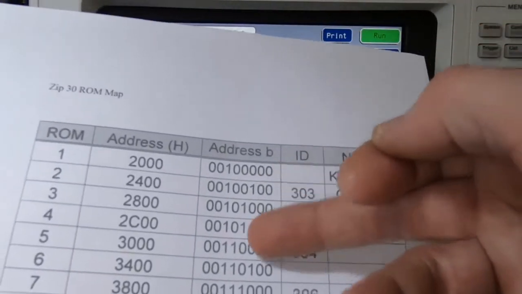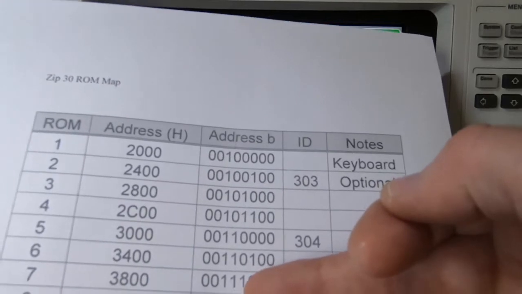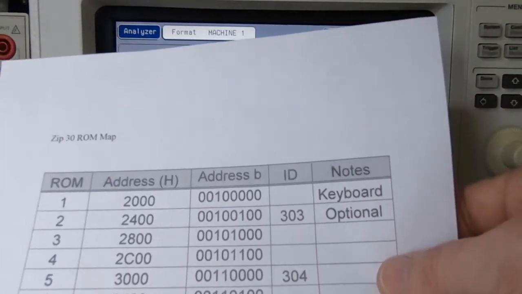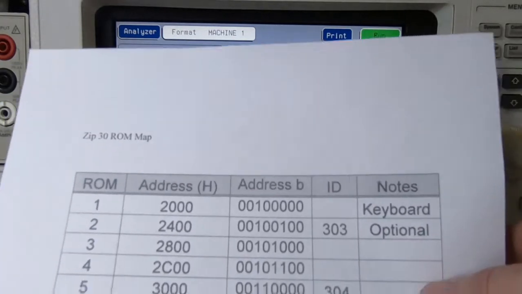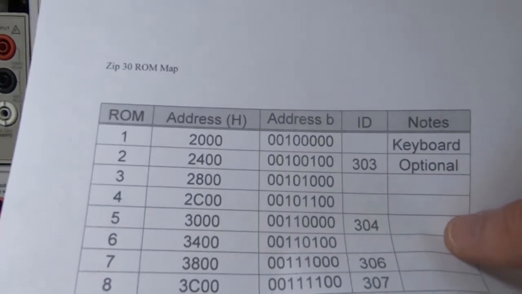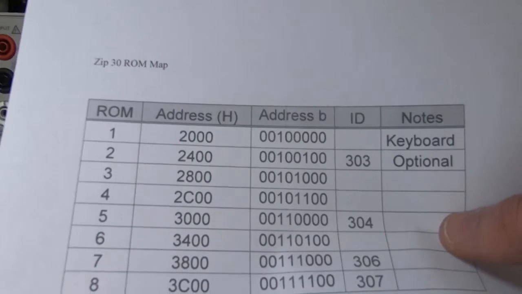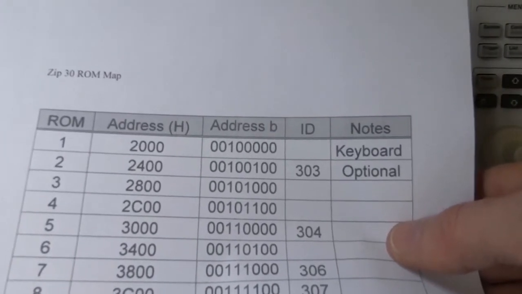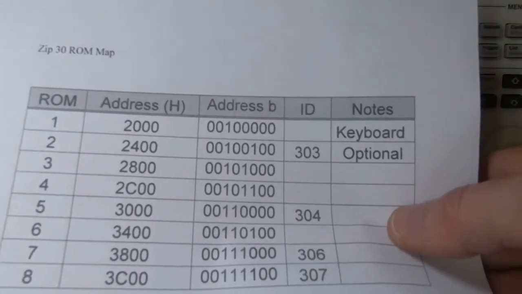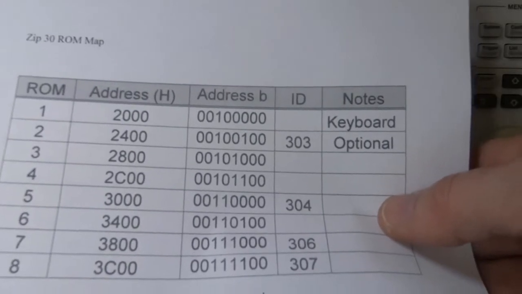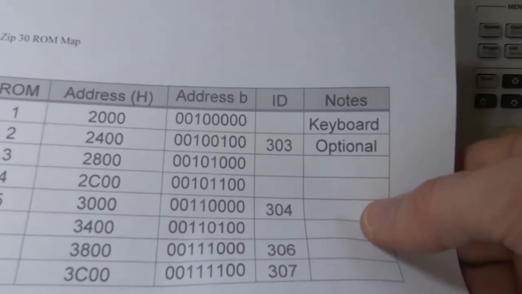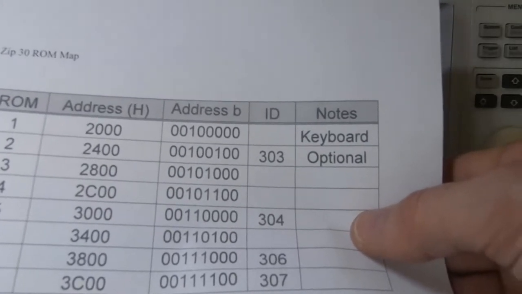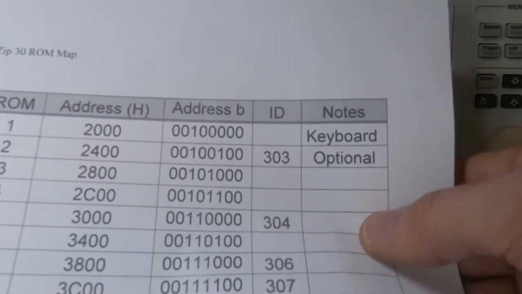This is the upper 8 bits of the 16-bit address bus, and if we look at the address in hex, for example ROM 5, we can see that it's at address 3000 hex, and then if you look at the address in binary you can see it's 0011 followed by 4 zeros. That's obviously then followed by another 8 zeros. If you do that conversion you'll find that those two are the same number.